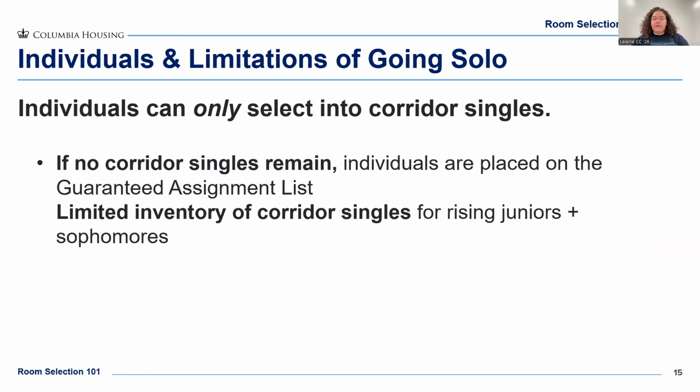If you register as an individual, your options are more limited. Individuals can only select into spaces designated for one person, like corridor singles and 1-bedroom or studio apartments. When there are no more corridor singles, individual participants are added to our guaranteed assignment list and assigned a room over the summer. The inventory of corridor singles is limited, especially for rising juniors and rising sophomores. We strongly encourage those students to form even numbered groups to improve their chances of selecting a room.